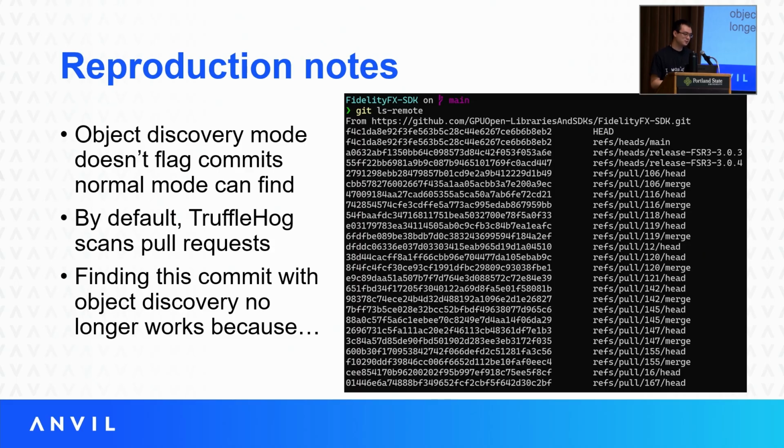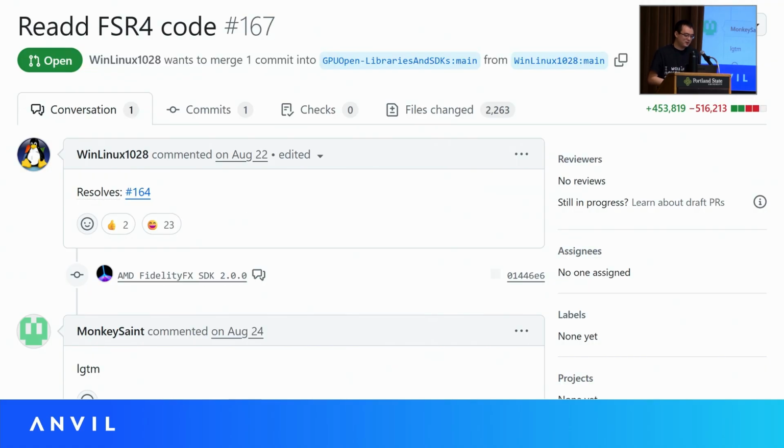And the reason why it can do this is because GitLab and GitHub actually publish refs for the pull requests. You can look at a whole list of refs by just running git ls-remote. That's an example right there. And so if any commit is in a pull request, object discovery mode won't flag it. And you can't find that commit through object discovery mode because someone thought it would be funny if they made a pull request to add the commit back in.